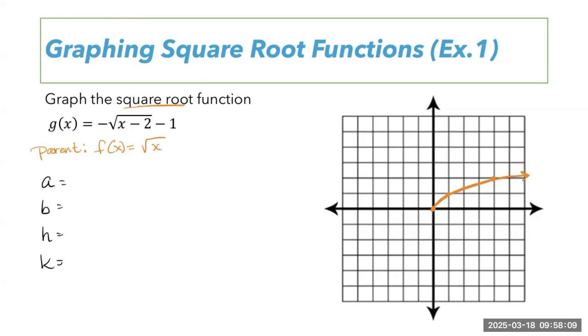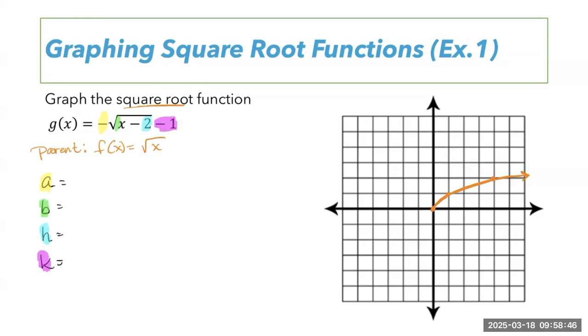So remember, A is the number that is multiplied out in front of the function, in this case, the square root. Okay, that's our A value. Our B value is going to be whatever's getting multiplied on the inside, so inside of our square root. The H value is what is being subtracted on the inside of the square root. And our K value is what gets added on the outside of our square root.